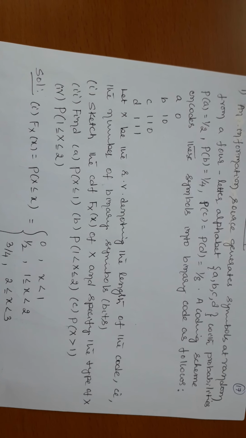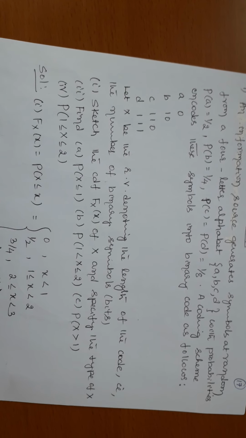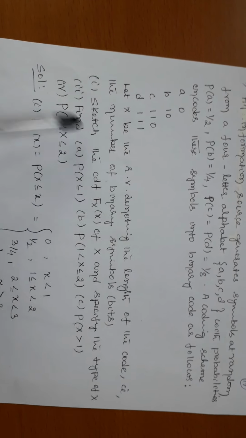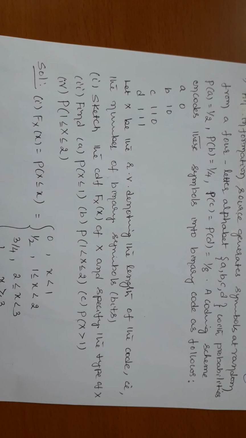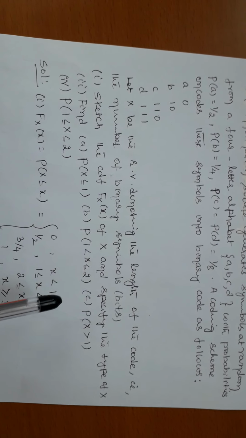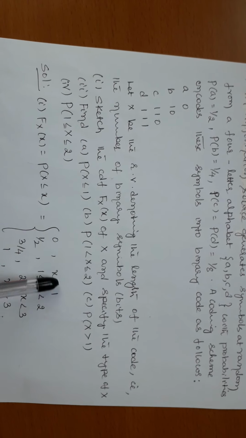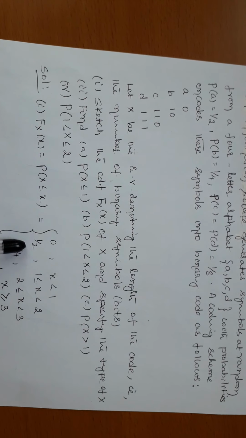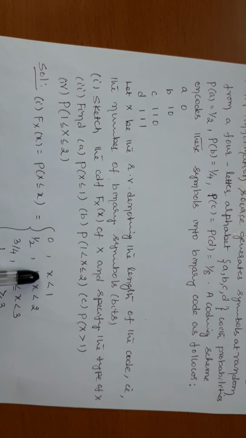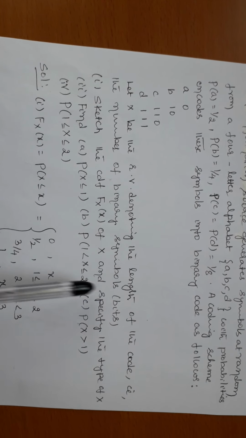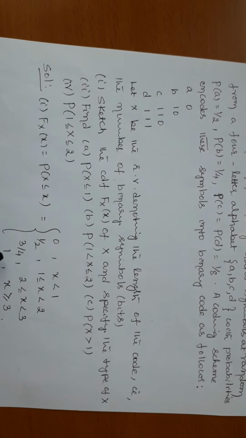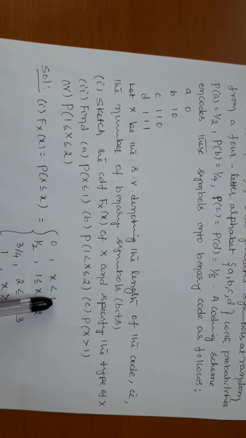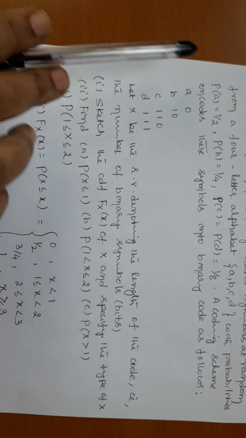Based on that, we are going to write the values. What does X denote? X denotes the number of binary symbols, the number of bits. Suppose x is less than 1, the value is nothing but 0, because there is no value; the number of binary symbols or bits is at least 1. Next, from 1 up to 2. Less than 1 is 0. This is based on the probabilities you were given.